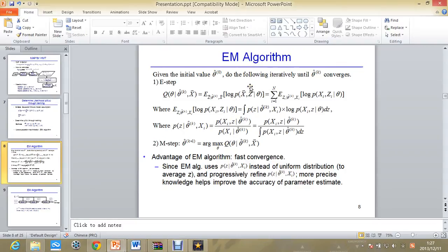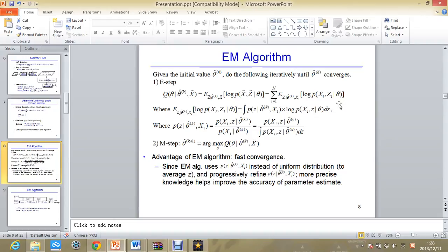For a sequence of n training vectors, x1 to xn, the GMM likelihood can be written as this formula, assuming independence between vectors. This equation is a nonlinear function of the parameters theta and direct maximization is not possible.